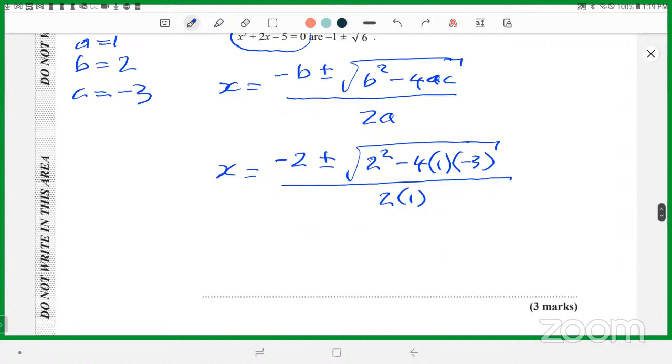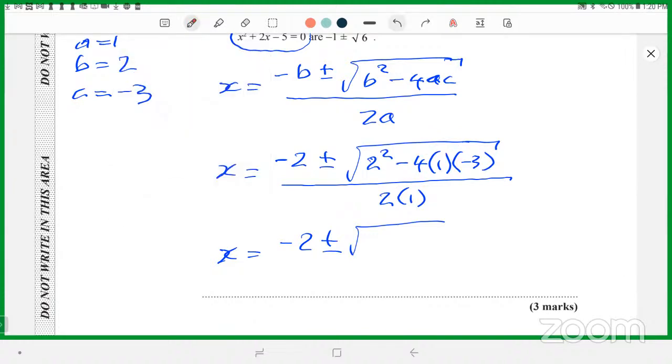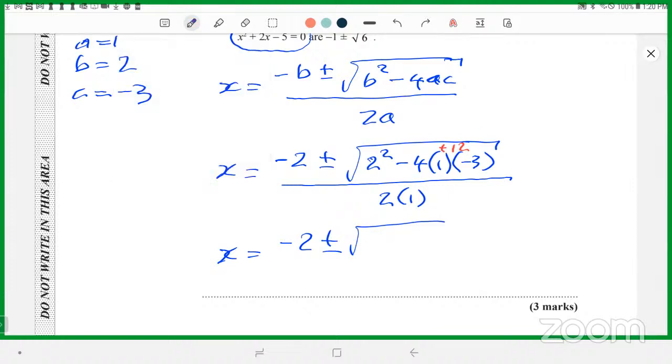So this becomes x equals minus 2 plus or minus the square root of, then this is a 4, and this becomes really a positive 12. This is a positive 12 because the minus 4 times 1 is -4, times -3, so -4 times -3 is a positive 12. I can put a little 12 above this. So it's really 4 plus 12 is 16. So I'm having 16 under here. The square root of 16 is 4.